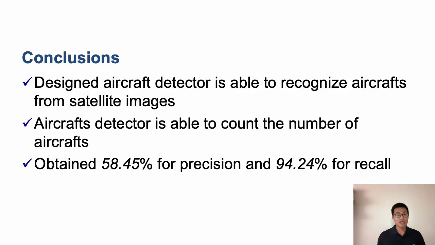So in conclusion, this model is able to recognize aircraft from satellite images, where the image may contain more than one aircraft. This model is also able to draw bounding boxes around the regions that may contain the aircraft, so it's able to localize where the aircraft is located. The final performance of the model is 58.45% for precision and 94.24% for recall.